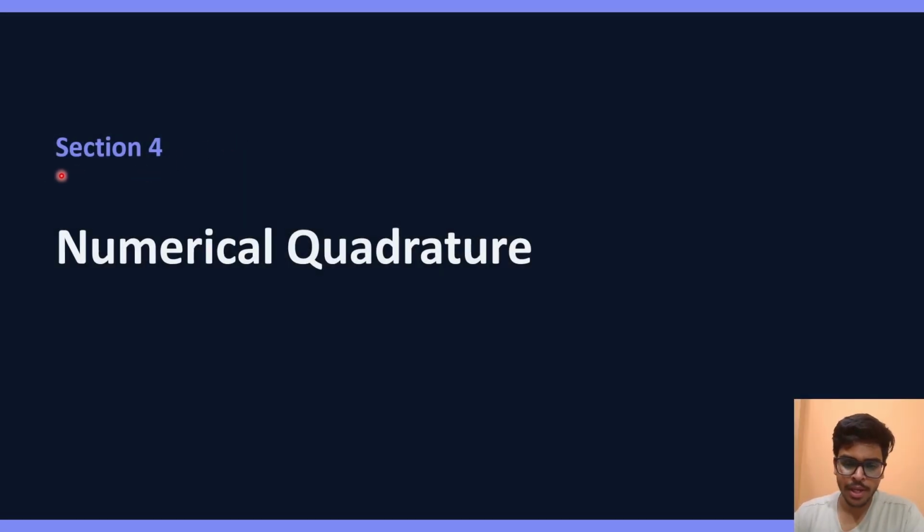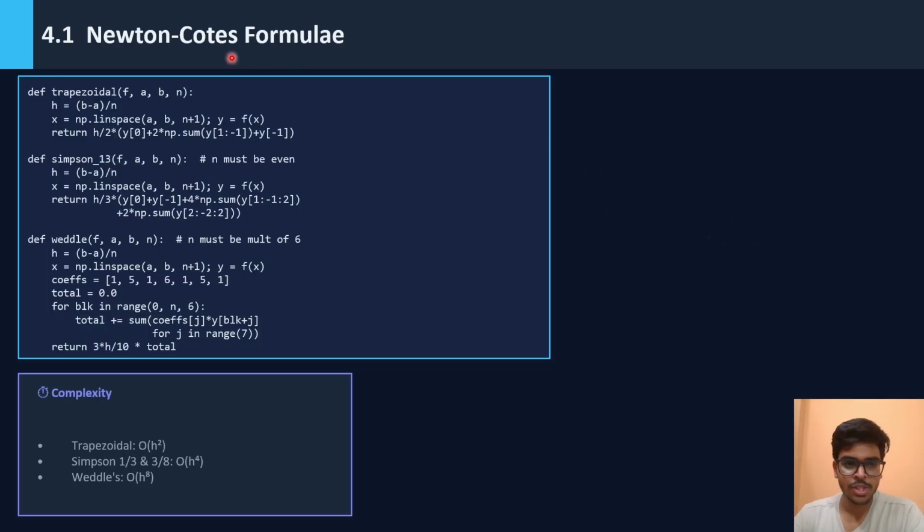Section 4 is about numerical quadrature. Numerical quadrature means numerical integration, where we approximate the area under a curve using different mathematical formulas. In this section, the Newton-Cotes method and Gauss-Legendre quadrature are implemented in Python.